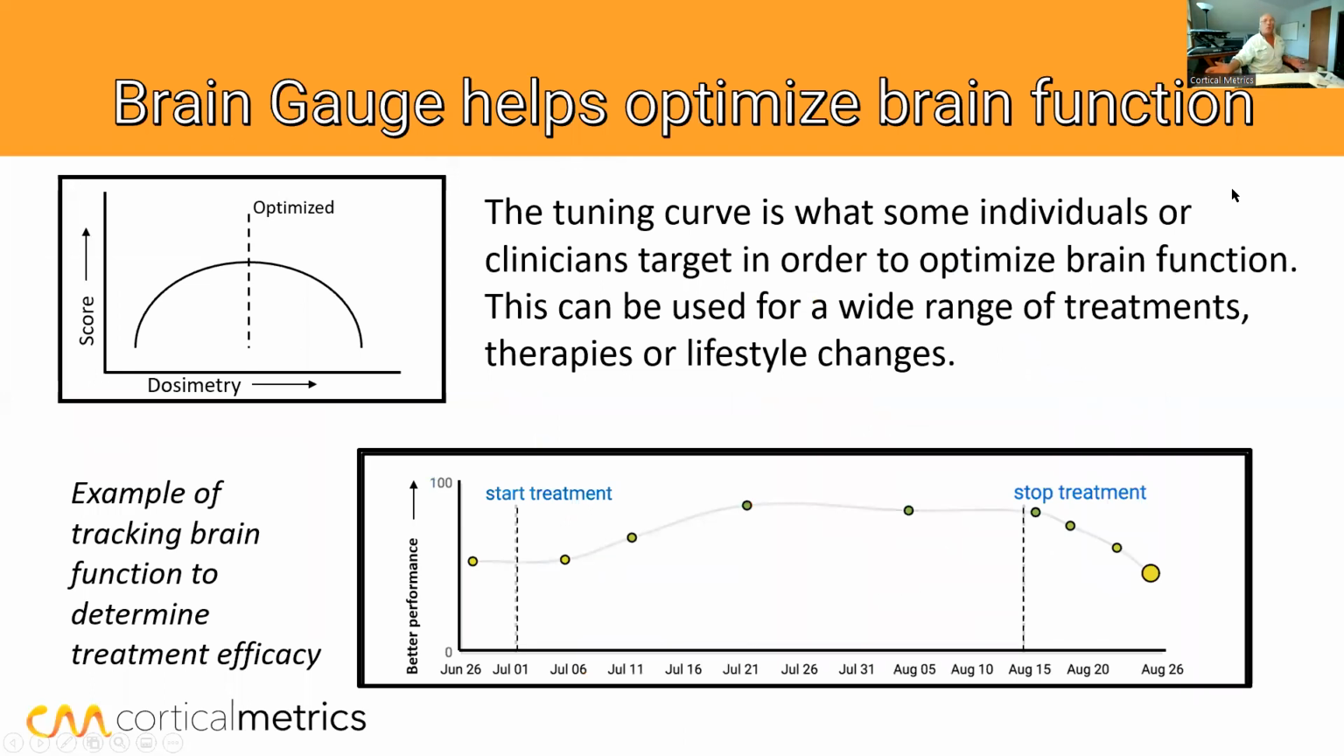The purpose of the brain gauge is to help optimize brain function. Just to give you an idea of what we mean by optimization: we want to maximize the tuning curve. We want to find out where on the tuning curve something is. Think about it in terms of dosimetry. How much of something do you take? The best example of dosimetry that comes to mind, which most people have experience with, is caffeine.